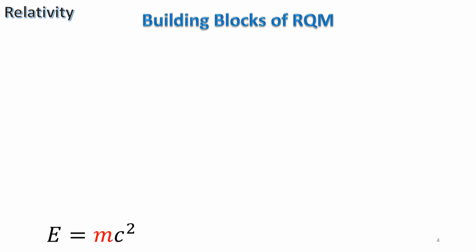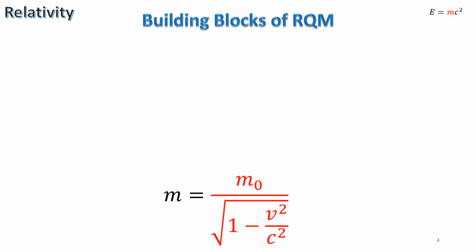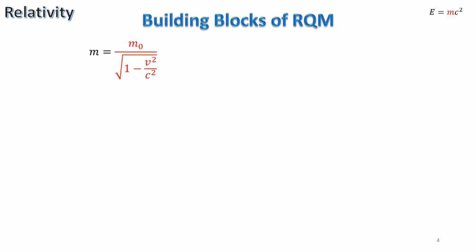So here you can see E equal to mc squared. Here the mass m is relativistic mass, which depends on velocity of the object, and it can be expressed in terms of rest mass m0 or proper mass m0. So the relation that again comes from relativity is relativistic mass is equal to proper mass upon under root of 1 minus v square by c square.